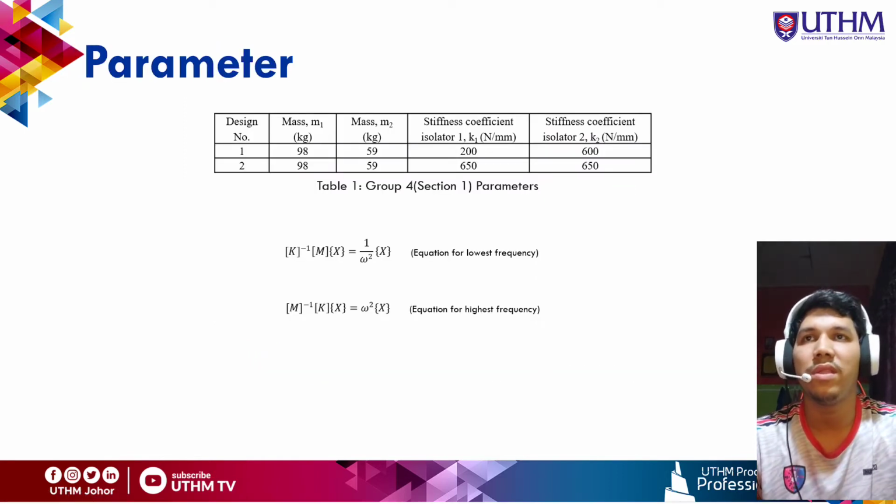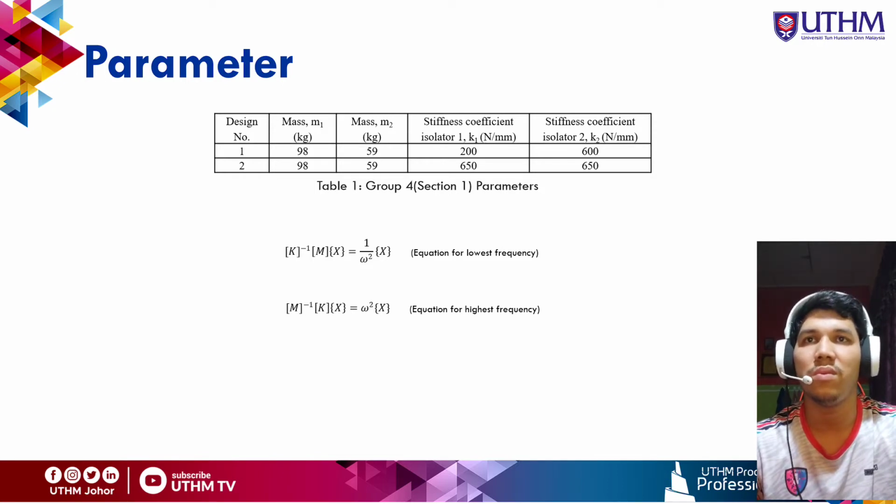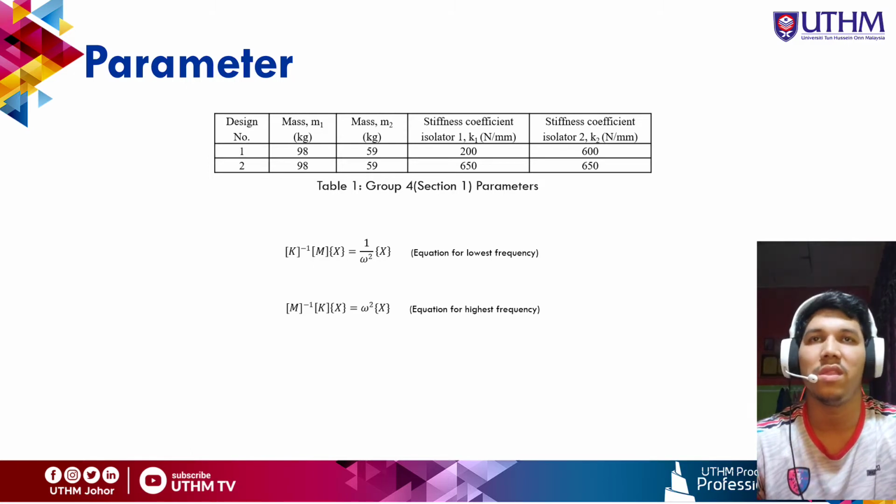The next is the parameters of our group. As we can see, we have two designs. For design 1, mass 1 and mass 2 are different, which is 19.8 for mass 1 and 59 for mass 2, and K1 and K2 are different too, which is 200 and 600. For design 2, we have the same masses as design 1, but the values of K1 and K2 are both the same. This is the parameter we need to use to find the lowest frequency and the highest frequency.